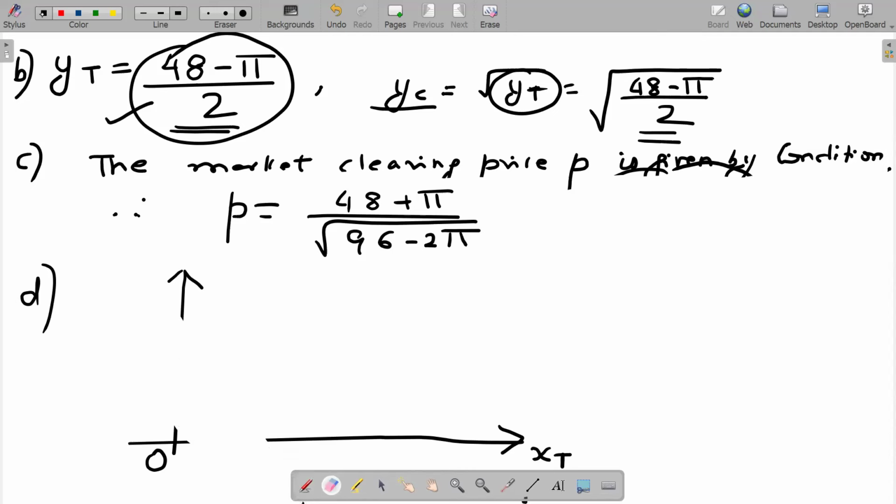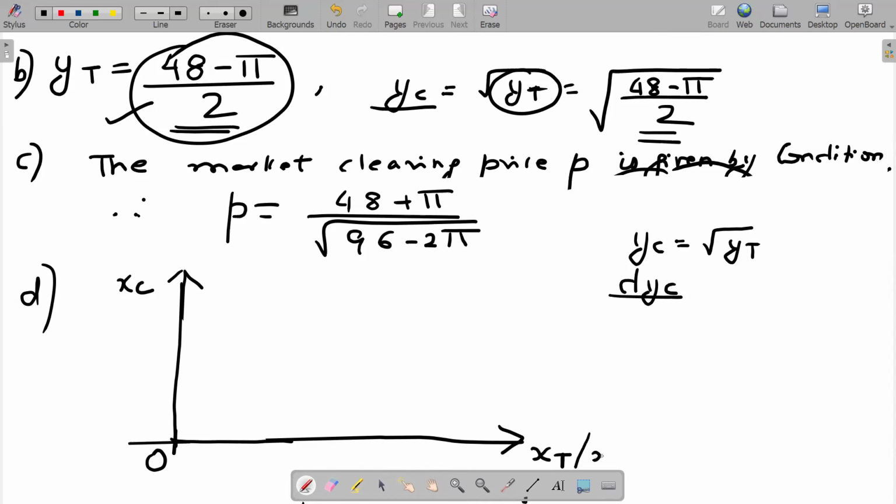Let me draw this clearly. We are given that the equation of the production possibility curve is YC is equal to the square root of YT. That means it's going to be a concave production function. If I just differentiate this, so remember we have XT and YT, and we have XC and YC. Y denotes production, X denotes consumption. Very simple.